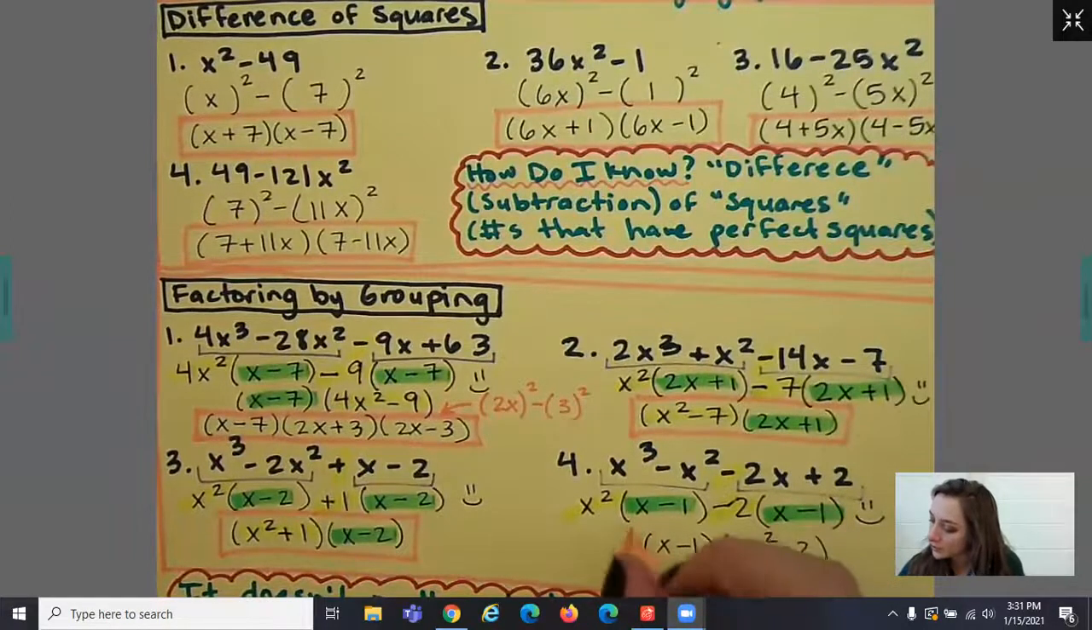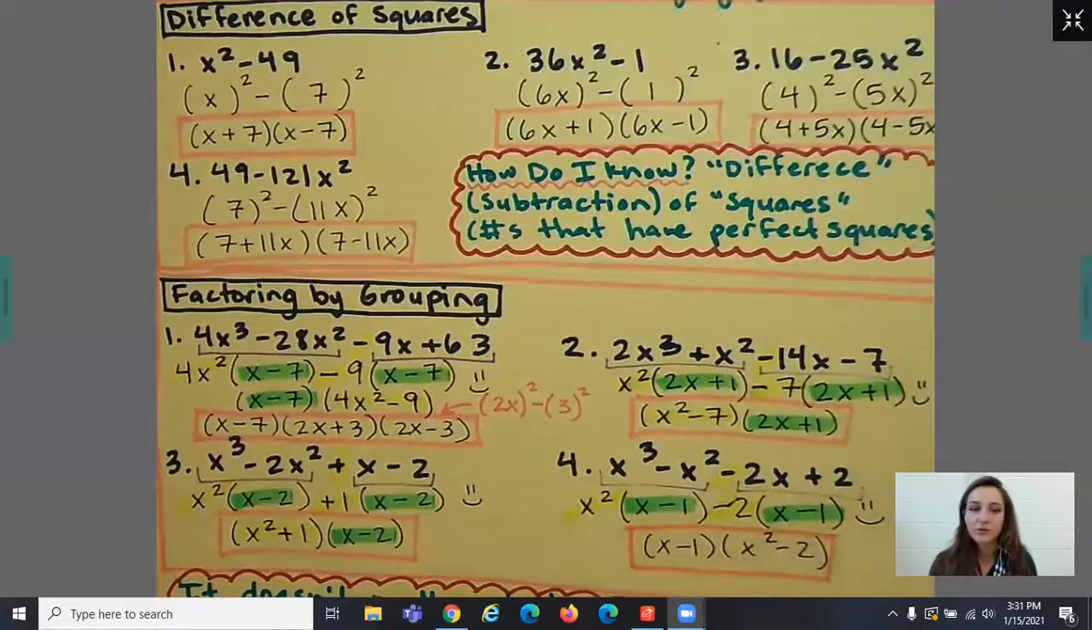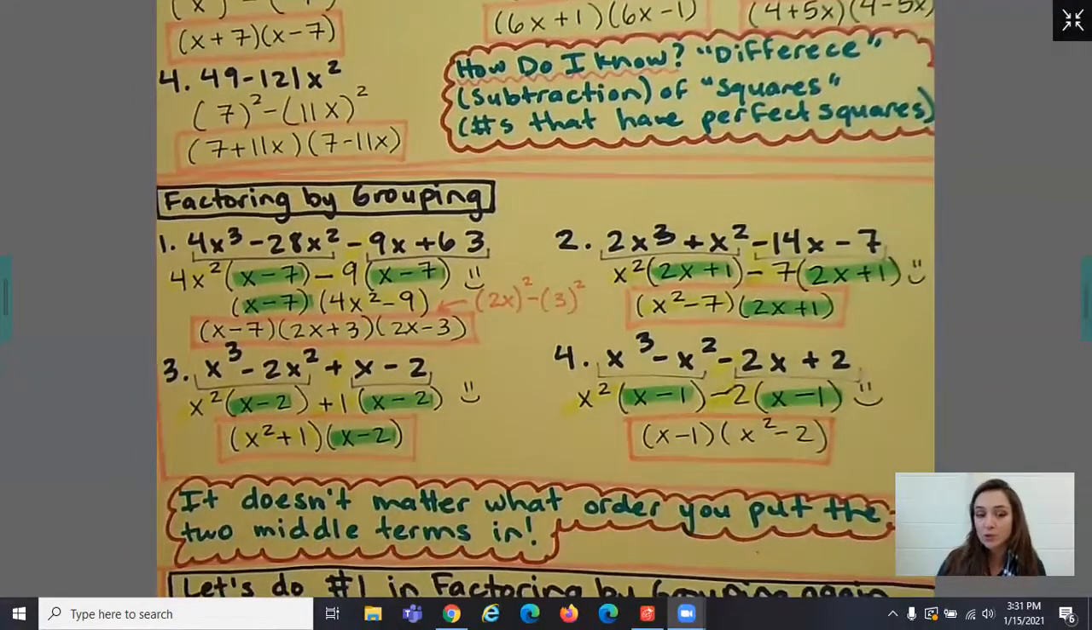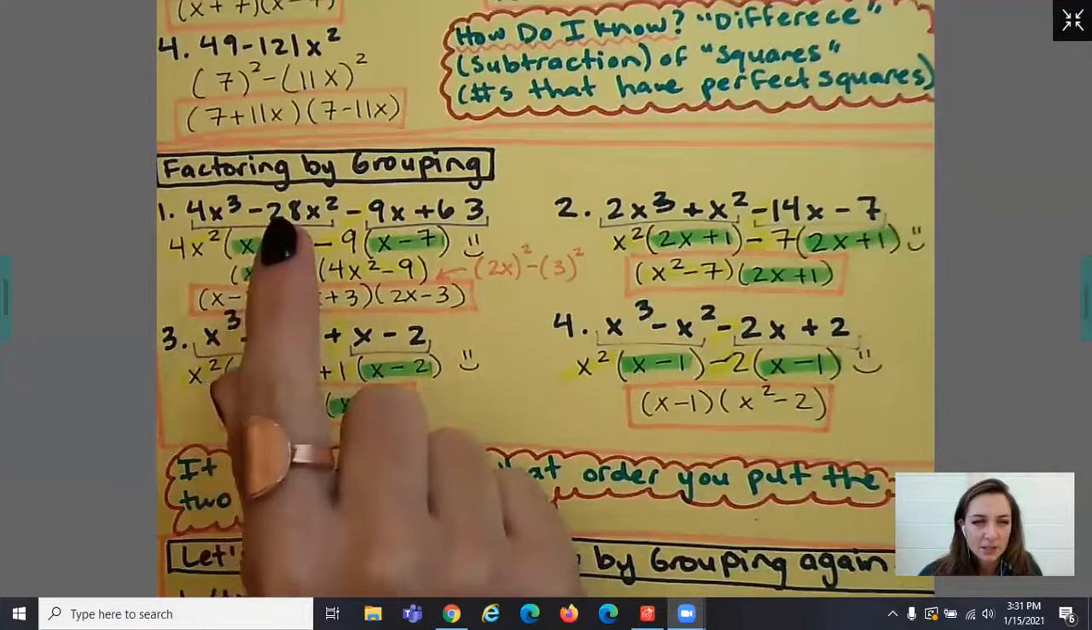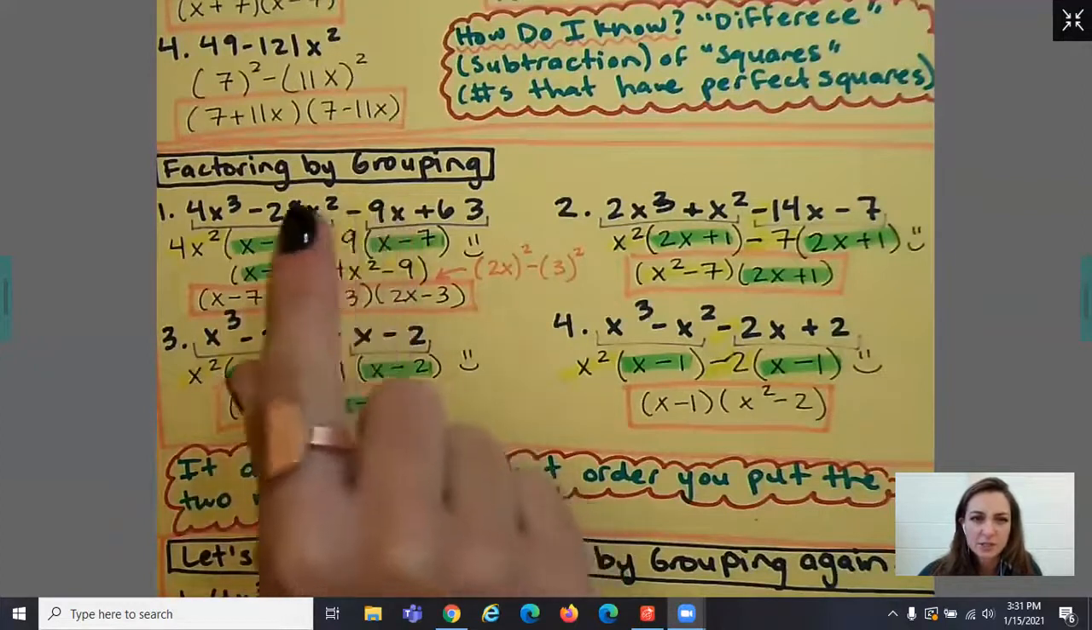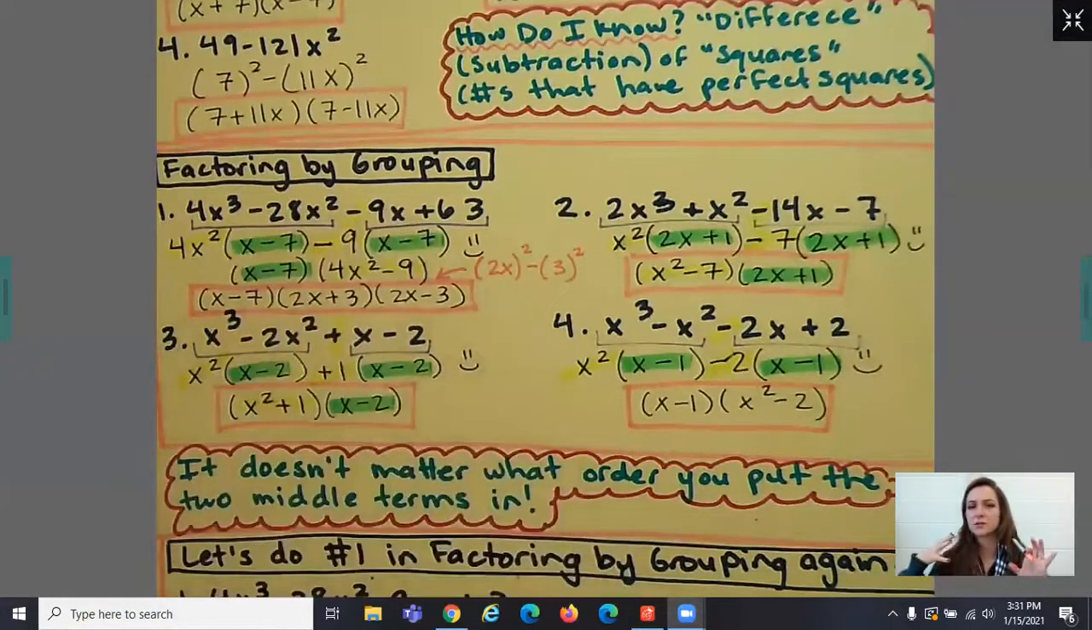Okay, I'm going to do a very short video after this, just to show you that it doesn't matter what order you put the 2 middle terms in. So if you would like to see that, I could switch these 2 up and you would still get the same answer. So we are going to do that again in our next video, so please stay tuned.